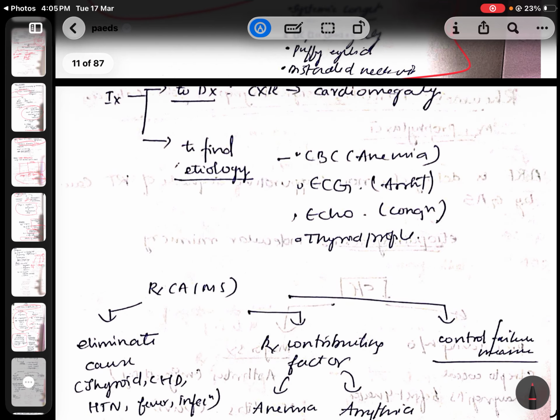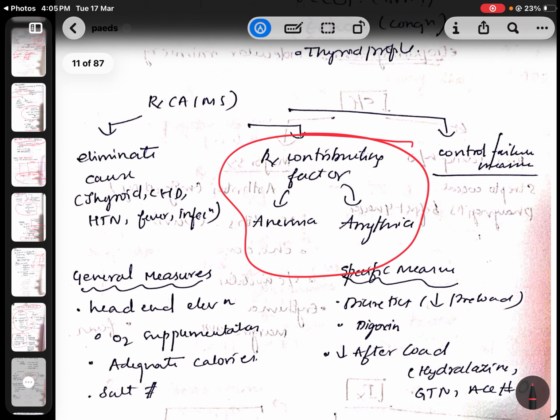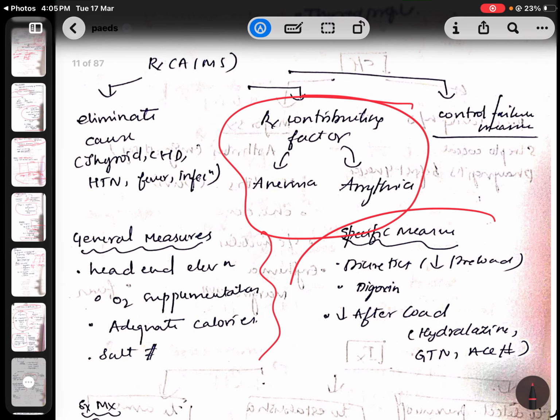Okay, again, investigation, as I told, here is to diagnose and to find the etiology also. Then again, one important thing is you have to remove the contributing factor also. And also these are the general measures and these are the specific measures. Okay.